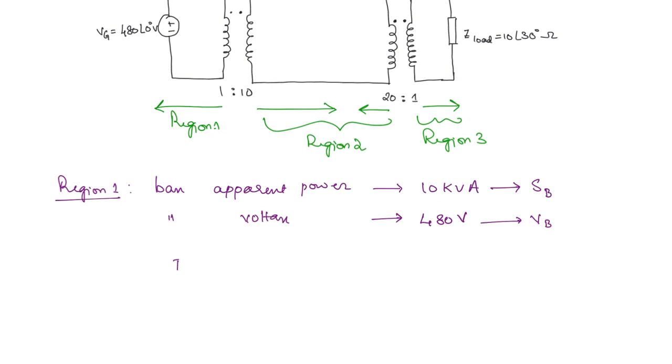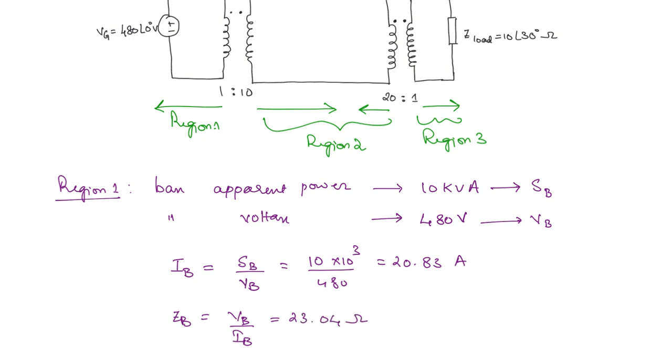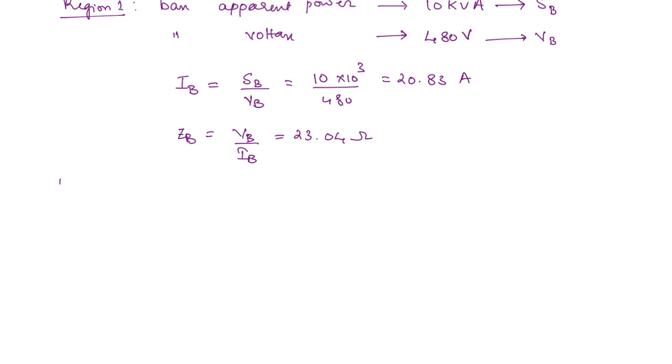Okay. Now what about the current base value? This is going to be S base by V base. So this is going to be 10,000 divided by 480, which is 20.83 you're going to get. This is the base current value. And impedance base, this is going to be V base by I base, and this will be 23.04 ohms.